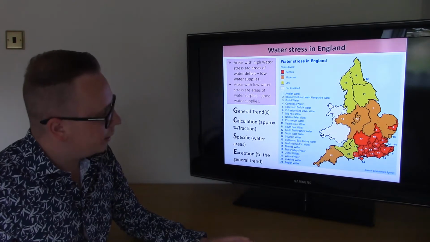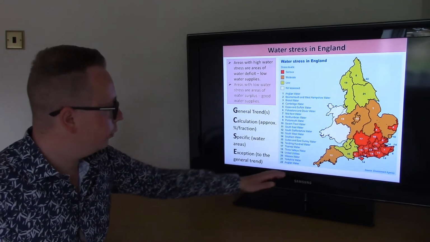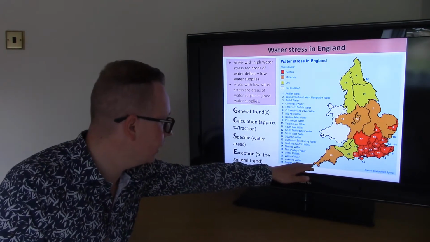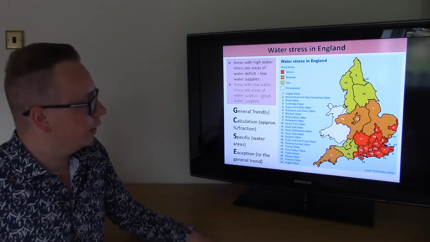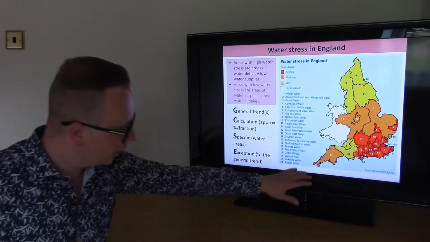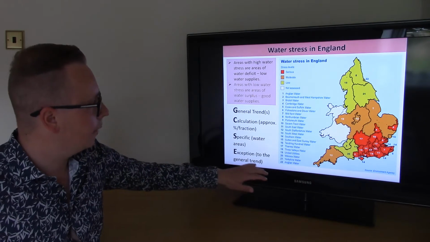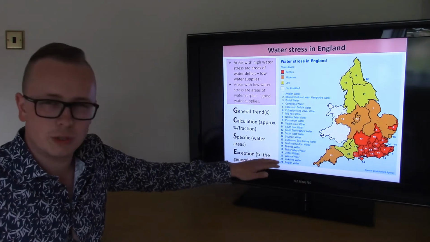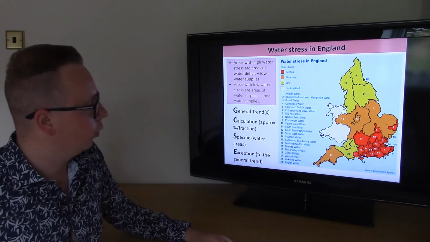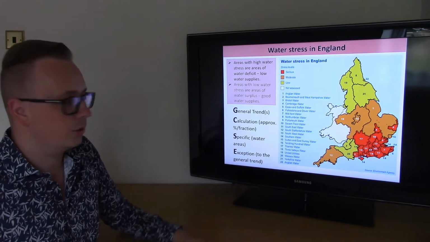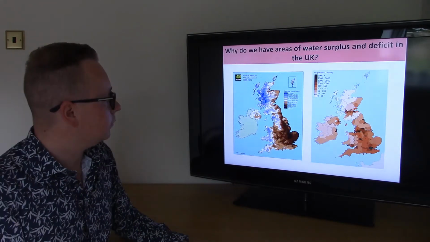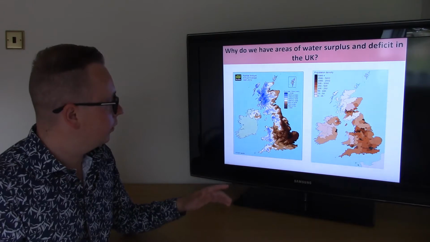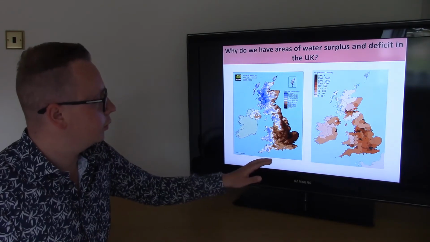And in terms of exceptions, a mild exception, we could comment on Area 13 here, which is Southwest Water. We could call that a slight exception because it is a very far westerly point, but actually it's in moderate water stress, so we might have expected that to be low water stress. So there's some kind of patterns we can comment on there. So why is that the case? Well, if we take a look at these two maps, we can find the answers.